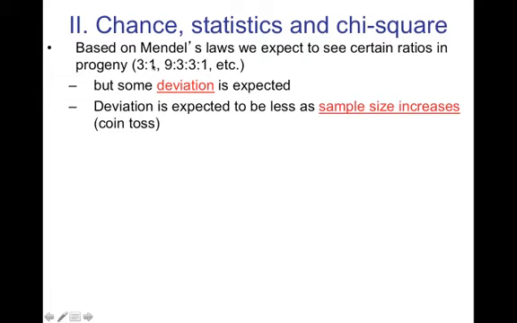And so what we want to know is, there has to be some kind of test to determine if what we get is close enough to 3 to 1 to say that the difference is due to chance.